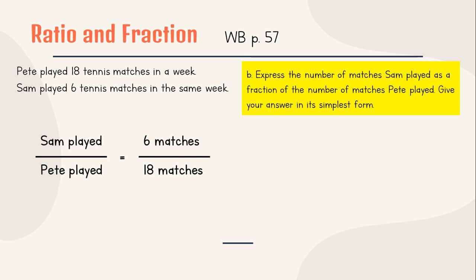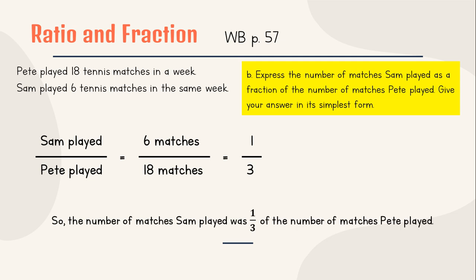But this is not the simplest form. Make it into the simplest form. What is that? 1 per 3. So that's it. So the number of matches same plate was 1 per 3 of the number of matches pit plate. Get it?